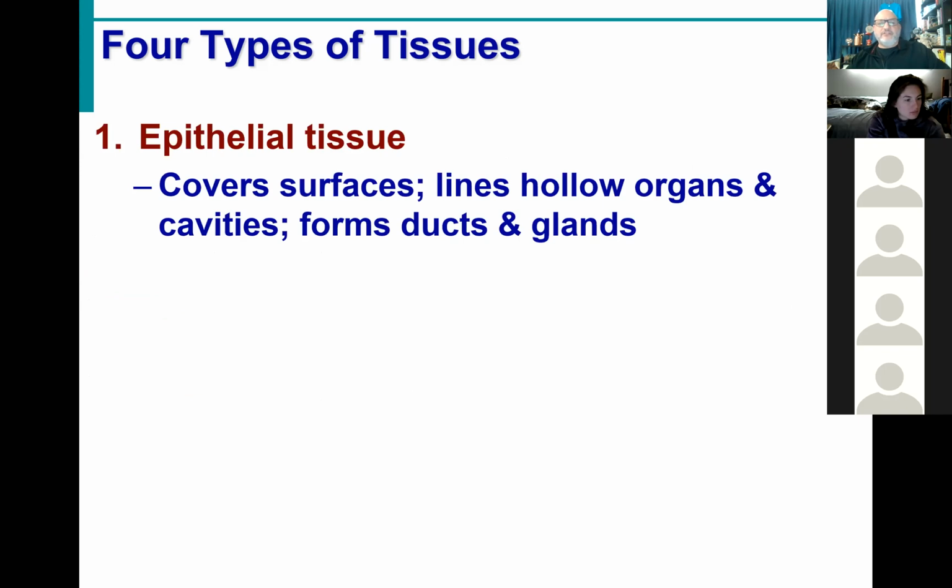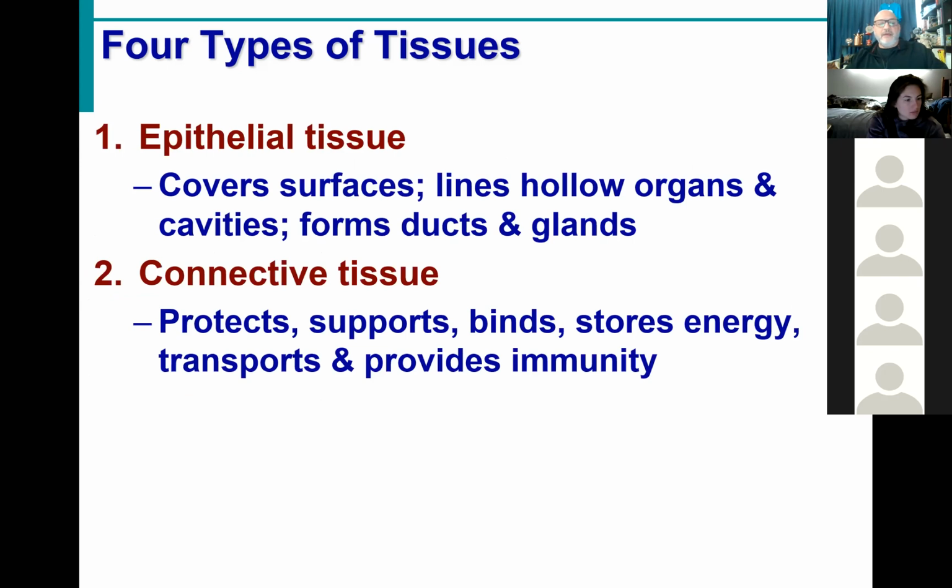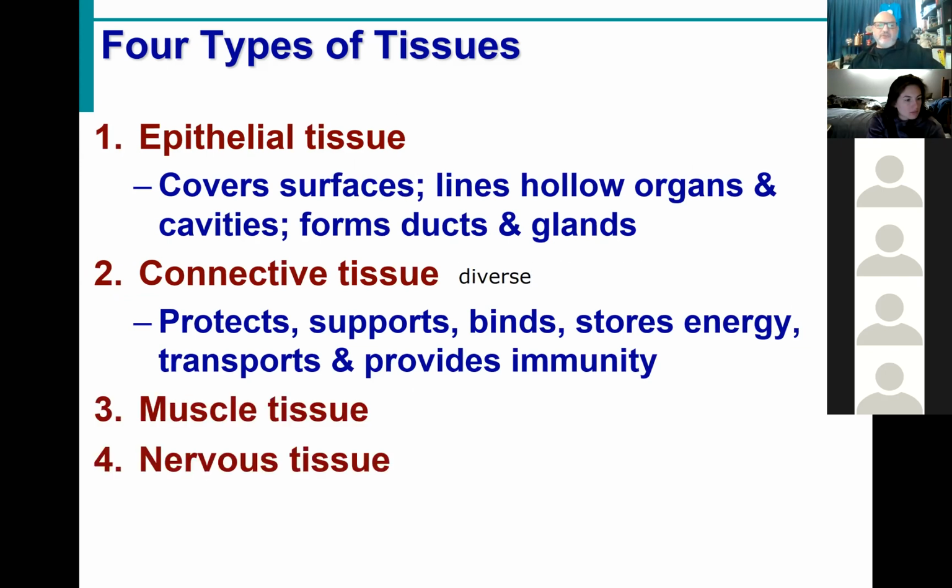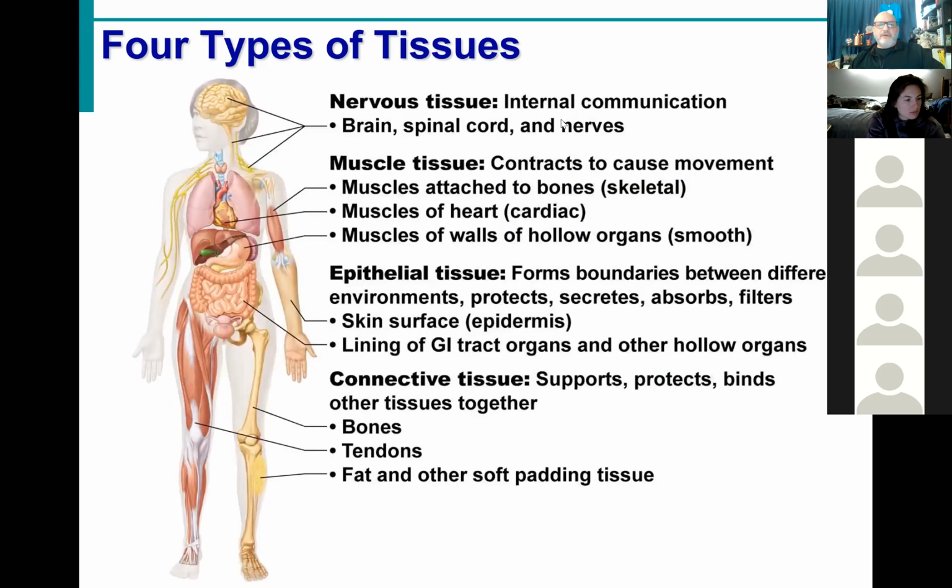So again, we have our epithelial tissues covering the surfaces, lining both the internal and external portions of our body, and they form the ducts and our glands. Connective tissues support, protect, bind, store energy, transport, and provide immunity. Again, these are our most diverse, both in structure and in function. And again, we talked about muscle tissue and nervous tissue. So here's a pretty picture that shows some examples of where some of these things are located of our 4 tissue types.